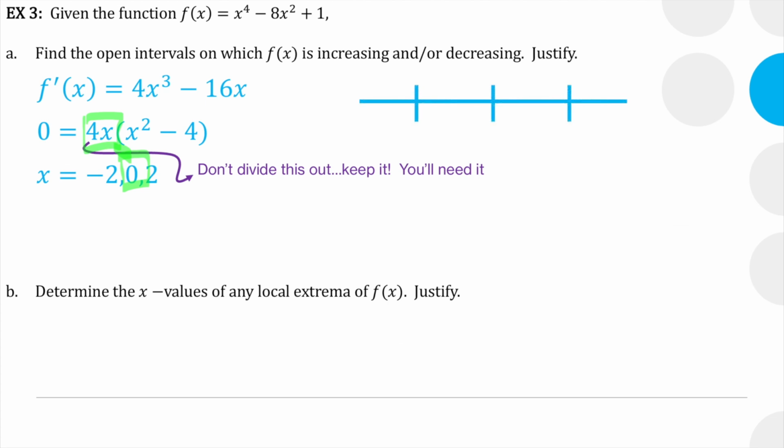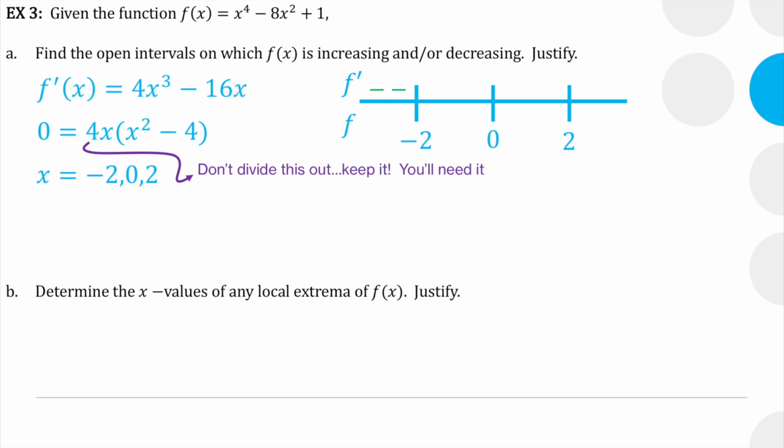Now we'll make ourselves a number line chart, putting in our zeros on the little fence posts. On the top, we're keeping track of f prime, and on the bottom, we're keeping track of the graph of f. Now we'll start our little test cases. So if I put in, say, negative 3, I'll have a negative here, and then negative 3 squared, that's 9 minus 4, that's 5. So that's a positive there. Negative times a positive is a negative.